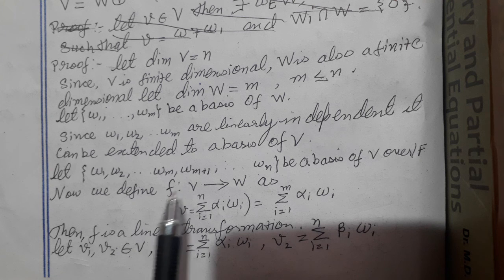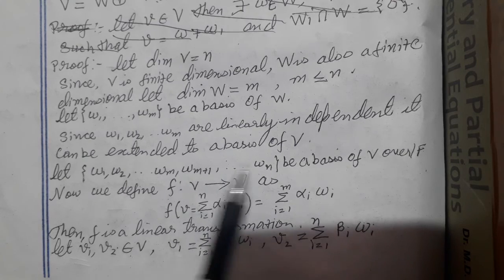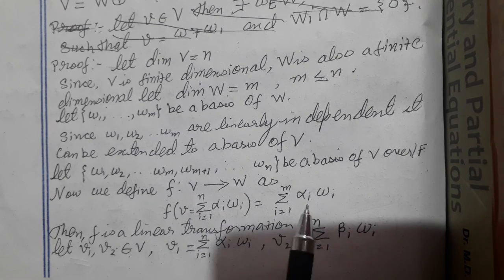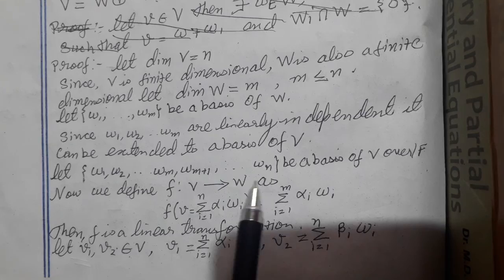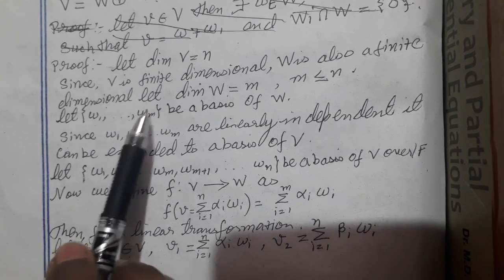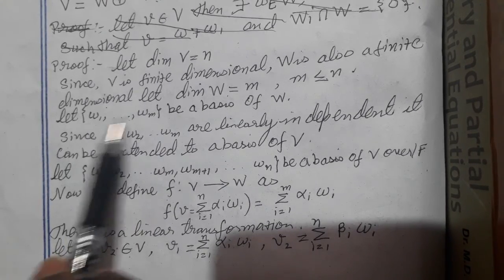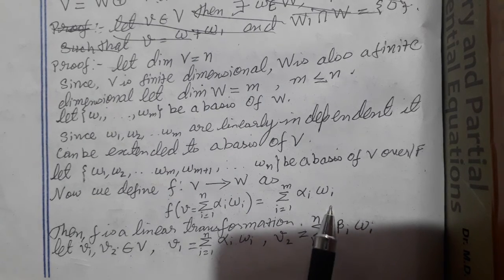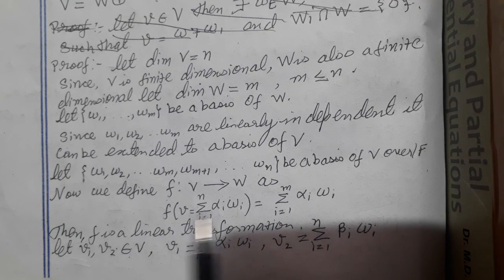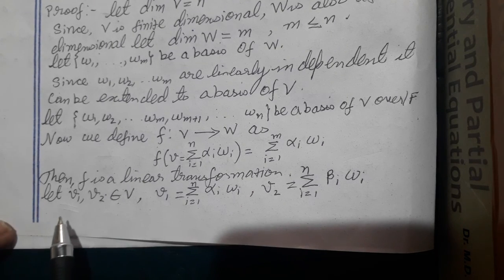So we'll try to define a mapping f from V to W. Any element here can be written as a linear combination of this basis, and it is sent to an element in W, which is a linear combination of the basis elements w1 till wm. So we have this. Now we want to show that this f is a linear transformation.